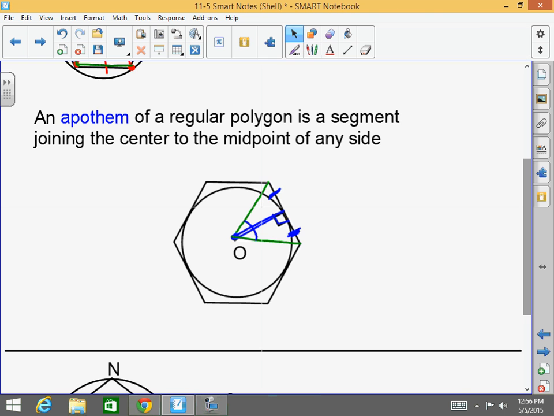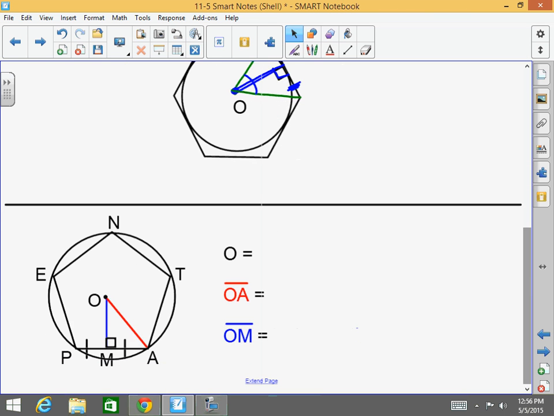Okay. So, if I gave you this here, O would just be called the center. Very good. Now, what would OA be here in this case? The radius in this case. What would OM be in this case? The apothem. Why do I tell you this? Well, sometimes the apothem is the radius. Sometimes the apothem is separate from the radius. And you have to be able to know which is which.